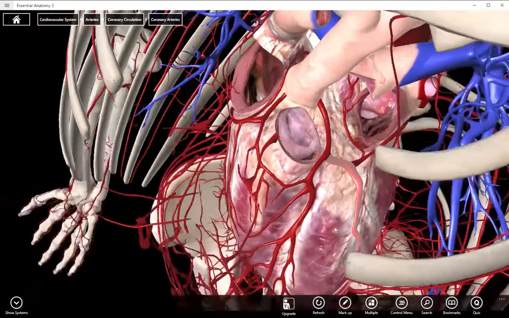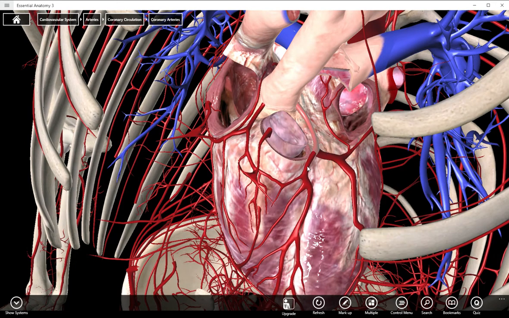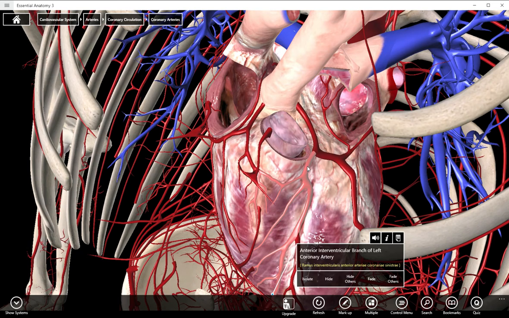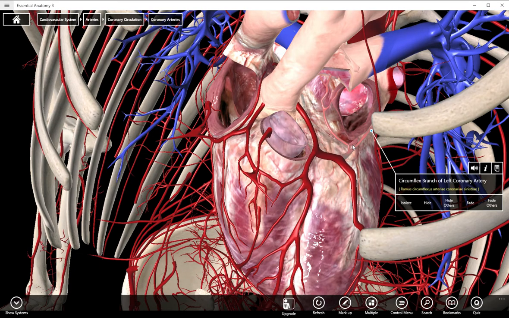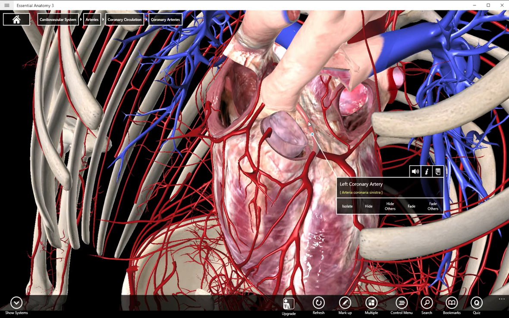So what we're going to do is name only two structures coming off of the left coronary artery, and they are the anterior interventricular artery, or you can say anterior interventricular branch of the left coronary artery, and the circumflex branch of the left coronary artery. Circumflex branch is fine. Anterior interventricular branch is fine. That's all you have to write. Okay, so that's it for the left coronary artery.